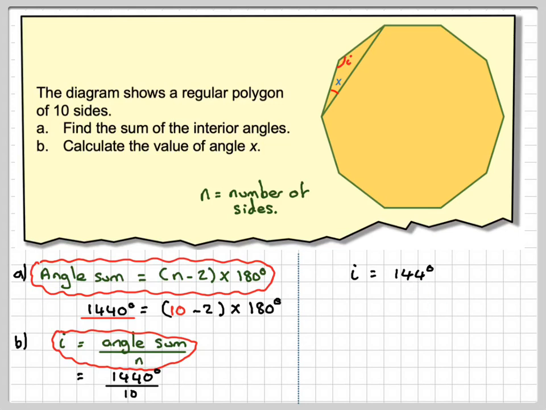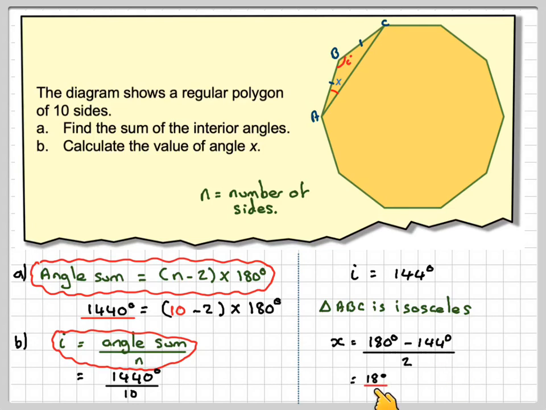144 degrees. Right, if that's 144 degrees, then triangle ABC is isosceles because this length is the same as this length. And therefore, x is going to be equal to this one. So therefore, we can find x by doing 180 minus 144 dividing by 2, which will give me 18 degrees.